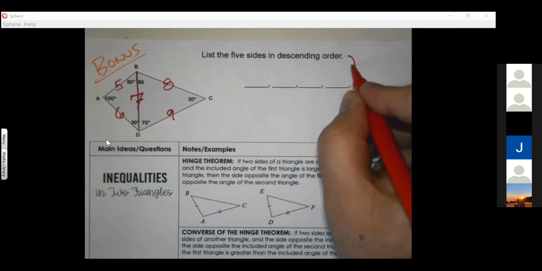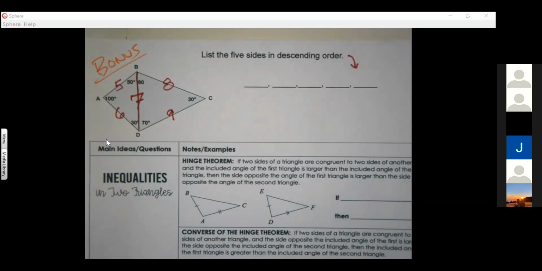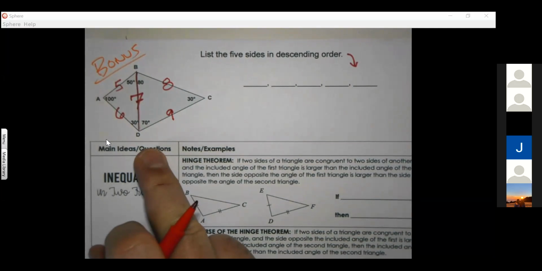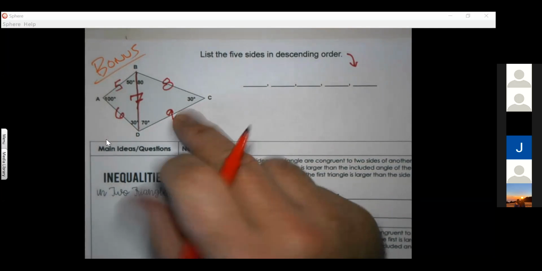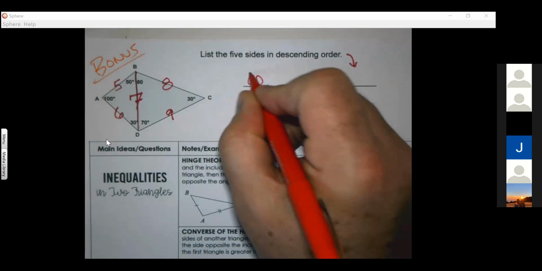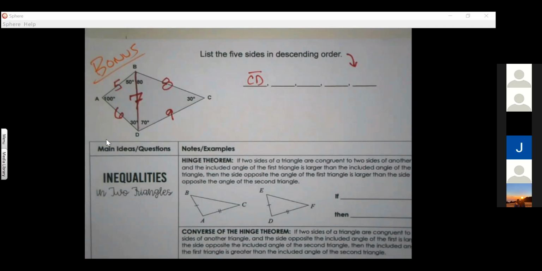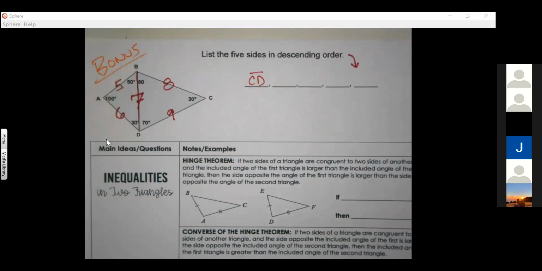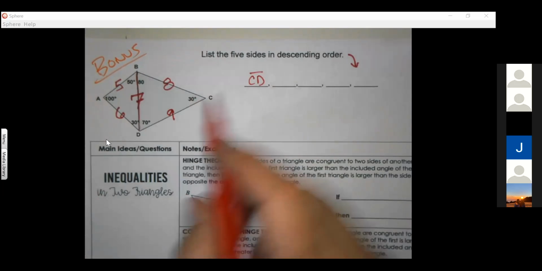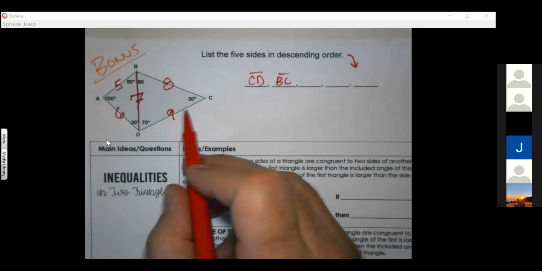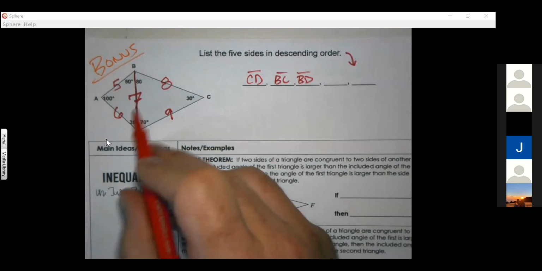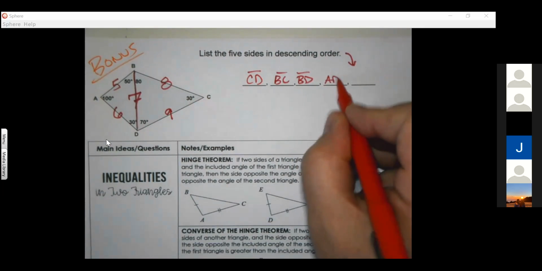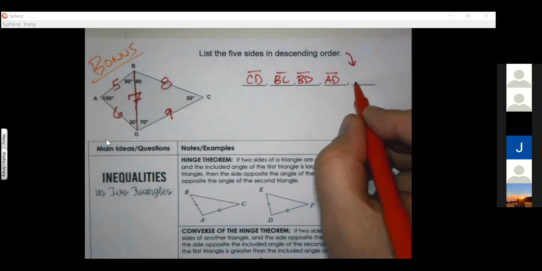Descending means top down. So what's the largest side I was given here? That's 9. That's the biggest number I've got out here. Working my way down, what's the next biggest side? 8. BC. Next, the shared side, BD. And then 6, so AD. And the smallest side is AB.